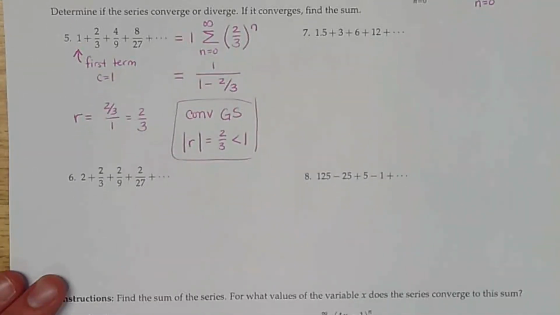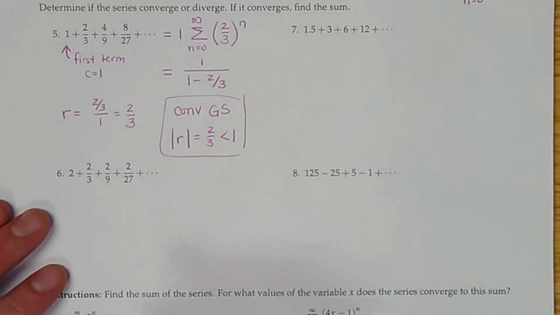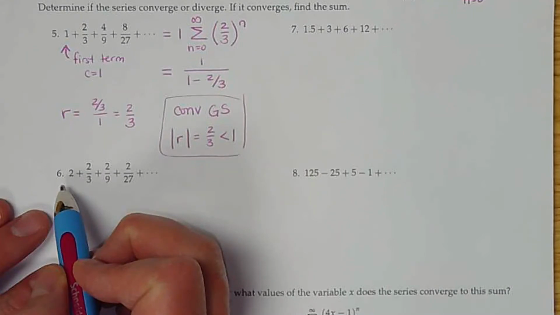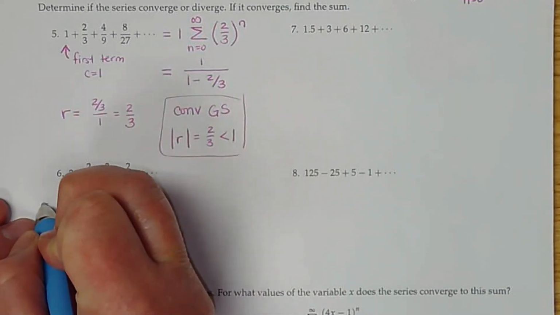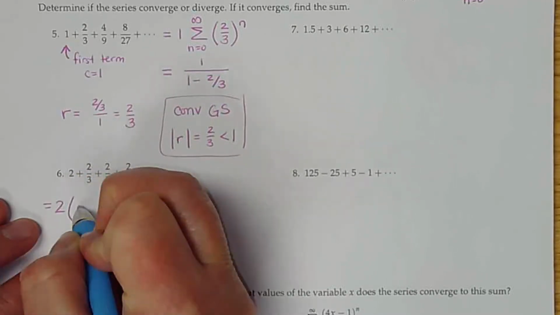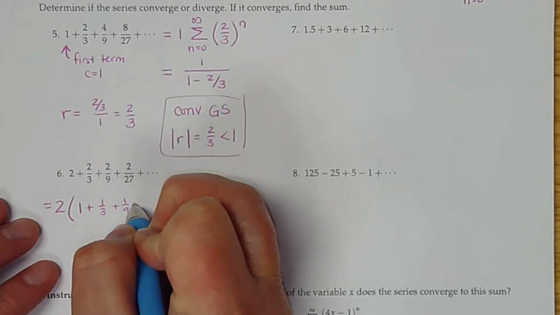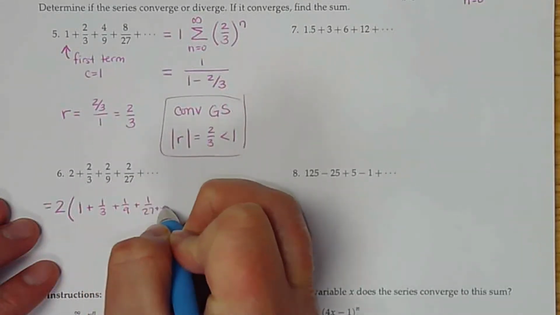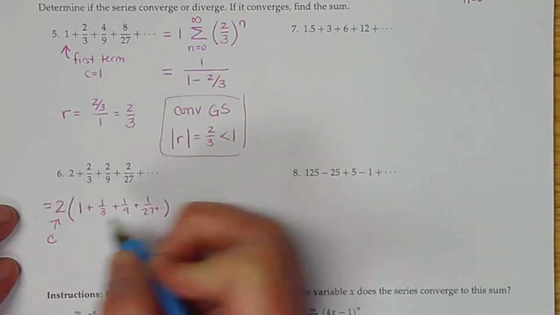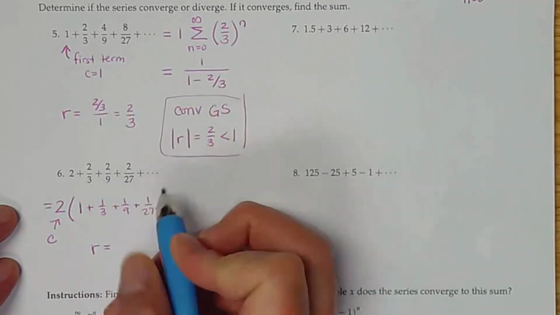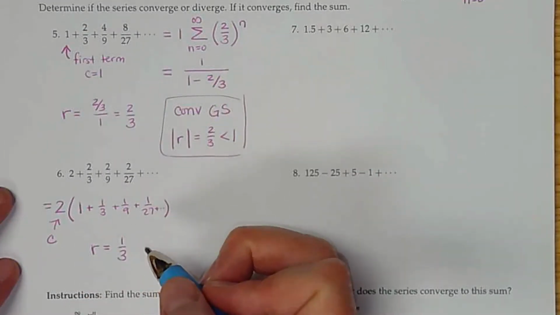The second one, 2 plus 2/3 plus 2/9 plus 2/27. So the 2 is my first term, and in order to maybe see this a little more clearly, I'm actually going to factor that 2 out. So I get 2, and then I have times 1 plus 1/3 plus 1/9 plus 1/27. Okay, so there's my C. And then my R, I think it's pretty easy to see that R is 1/3, but if you're stuck on that, send me an email.